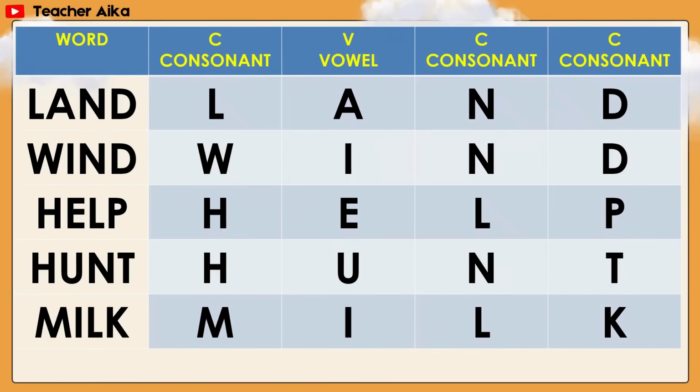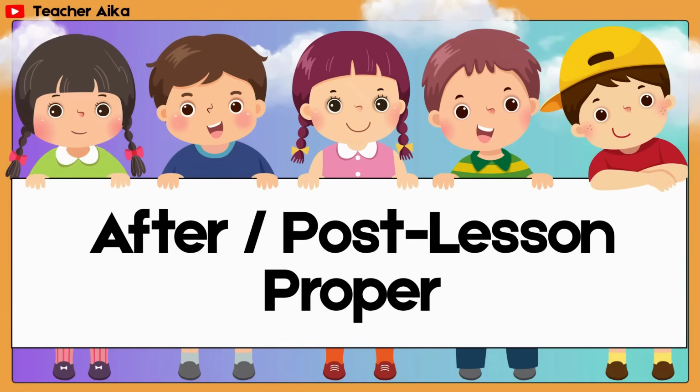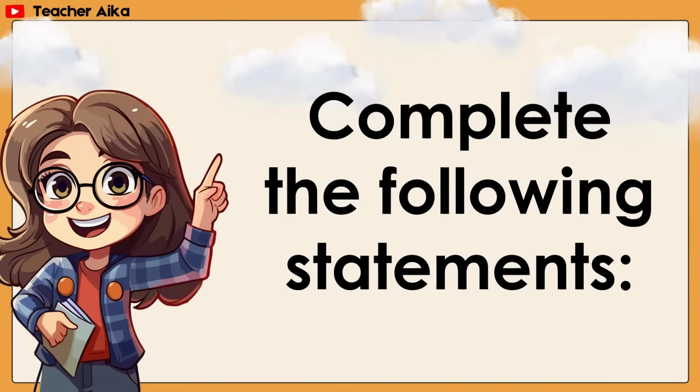Take a look at the CVCC chart. Here are some examples. Land, wind, help, hunt, milk. Complete the following statements.